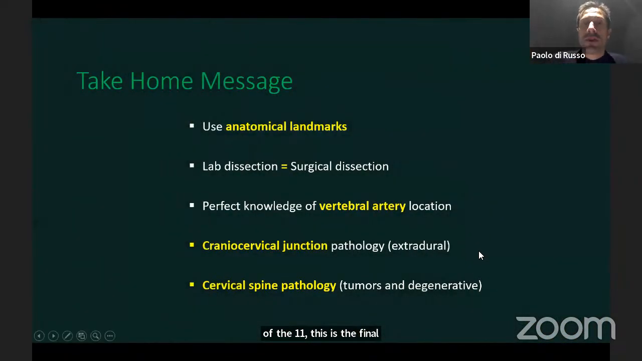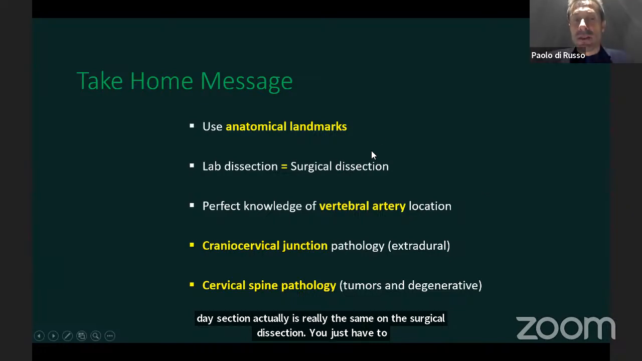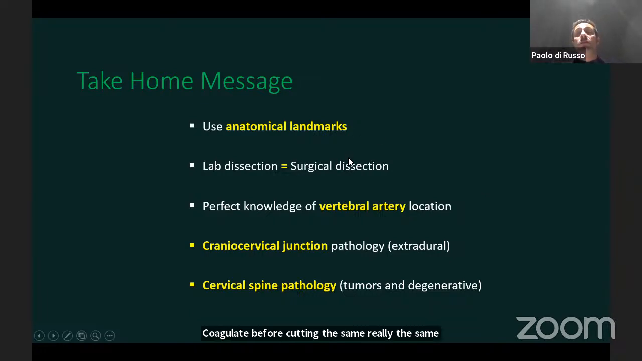This is a take-home message. Using anatomical landmarks is really important. The lab dissection is really the same as the surgical dissection. You just have to coagulate before cutting. It's the same dissection that you do in the lab. You need a perfect knowledge of the vertebral artery to locate it and be sure to reduce the risk of damaging it. It's an approach that is tailored to craniocervical junction or cervical spine pathology, normally extradural pathology.